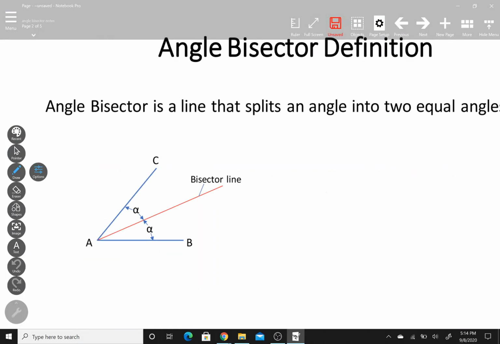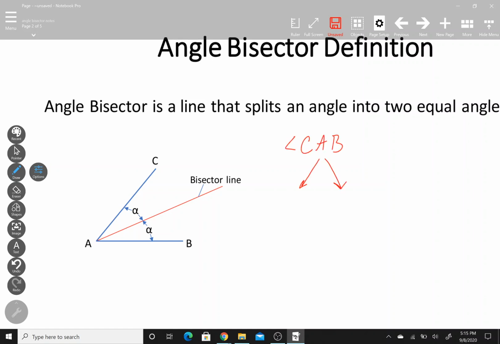So we have our picture here. We have our original angle CAB, and we can see that line cutting it into two angles. And the two smaller angles, I'm going to put a point right here, point D. The two smaller angles are going to be angle CAD and then over here angle BAD.